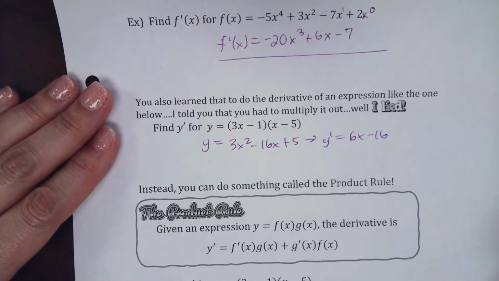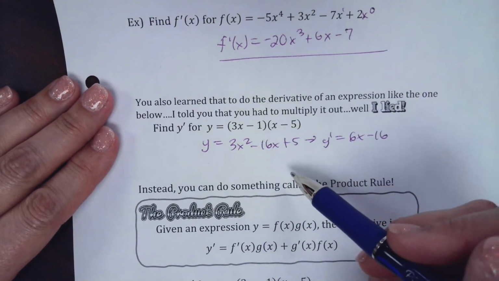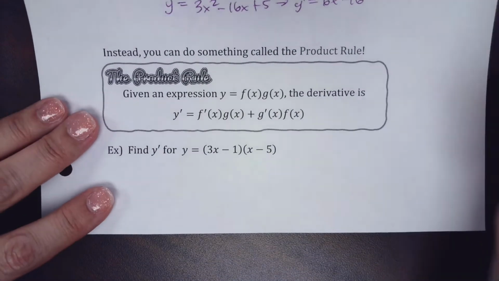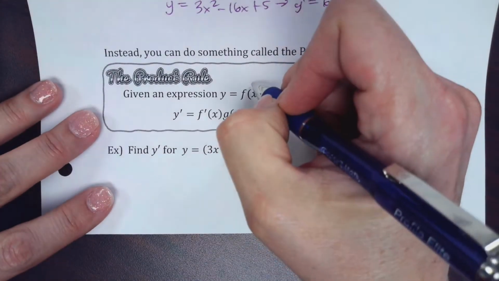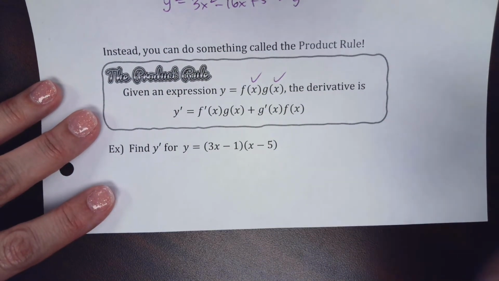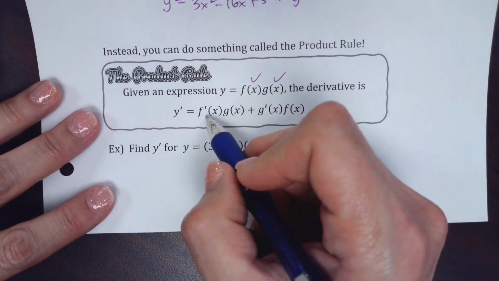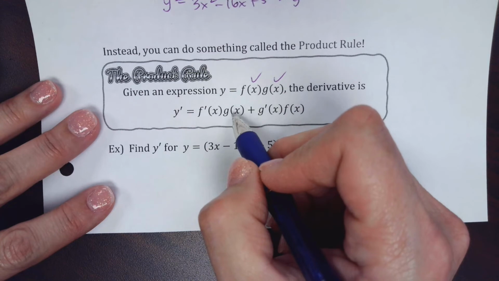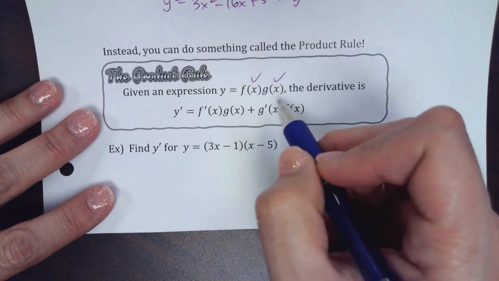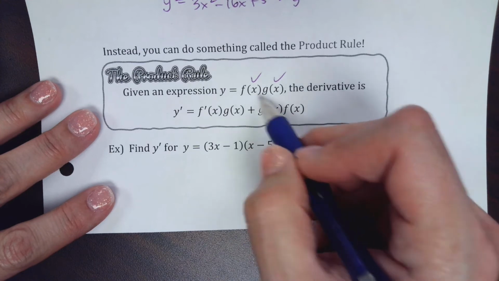So actually, frankly, in this case, that would probably be the easiest way to do this, but there is something called the product rule. When you have the product rule, it's because you have two things multiplied together, hence the term product. What you do is this. You take the derivative of the first item, and you do that. Then you multiply that by the original second item, so you don't touch the second one. You put addition, then you take the derivative of the second one and multiply it by the original first one.